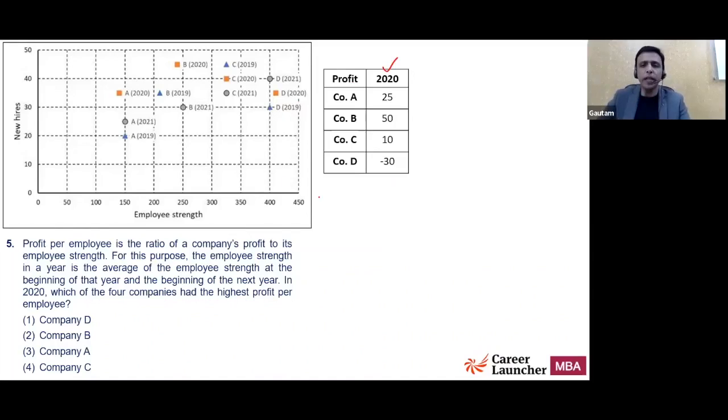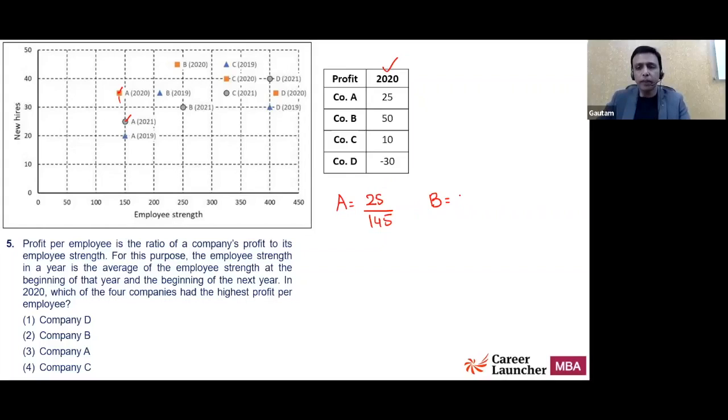So for company A, the profit to employee strength. Now, employee strength for 2020, they have clearly specified it has to be taken as the average at the beginning of that year and the beginning of next year. So for A, these two figures would be used. This would be 140 plus 150 divided by 2, which is 145. So employee strength for 2020 would be at the beginning of 20 and beginning of 21. The average of these two would turn out to be 145.